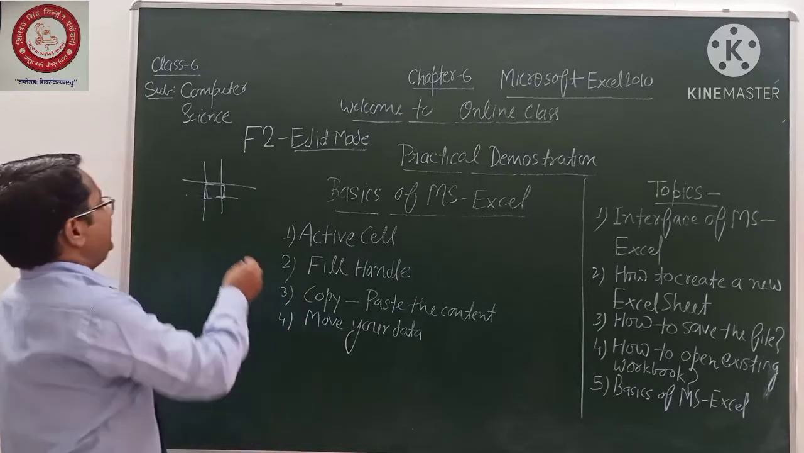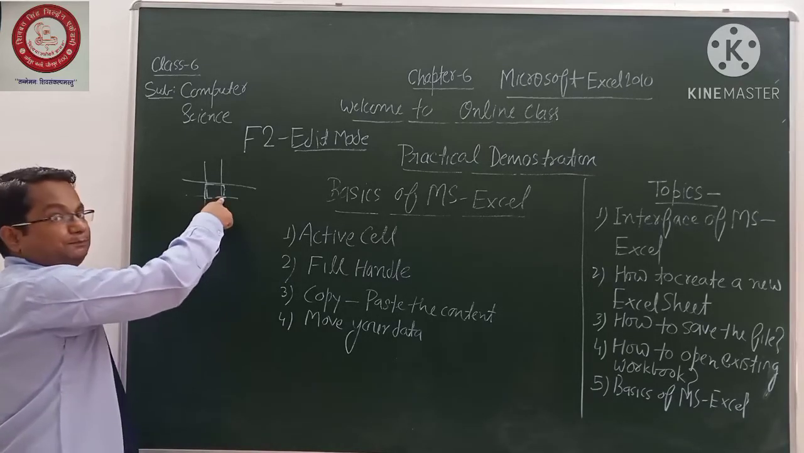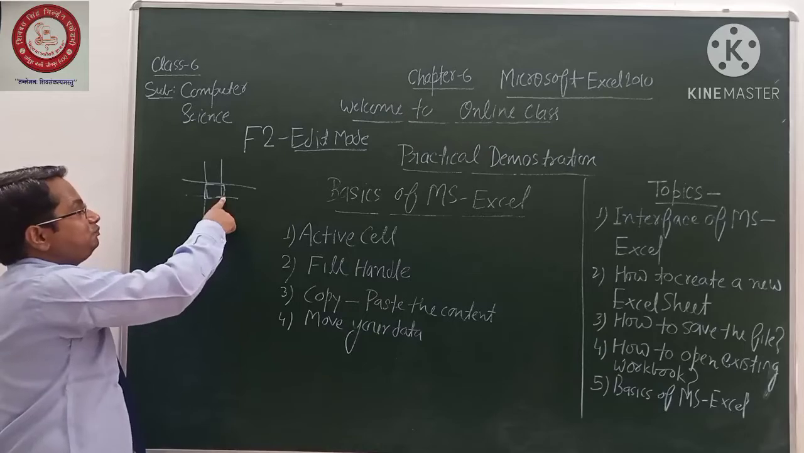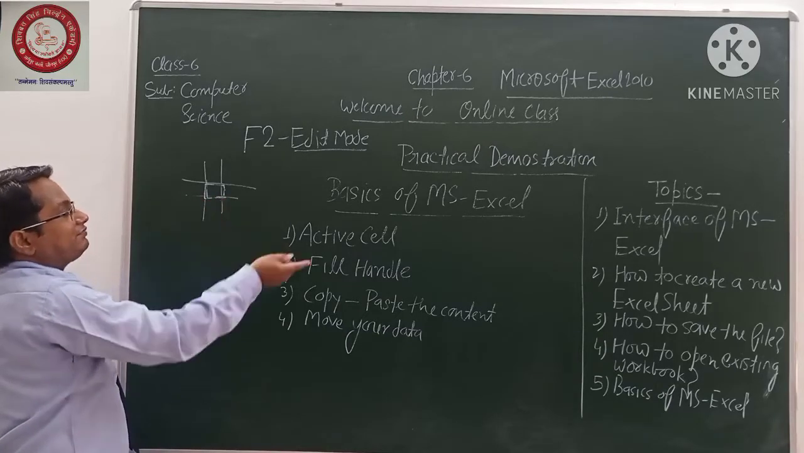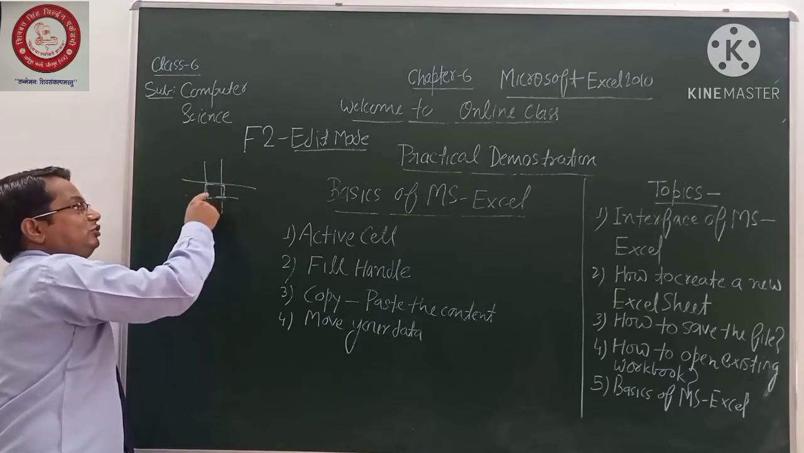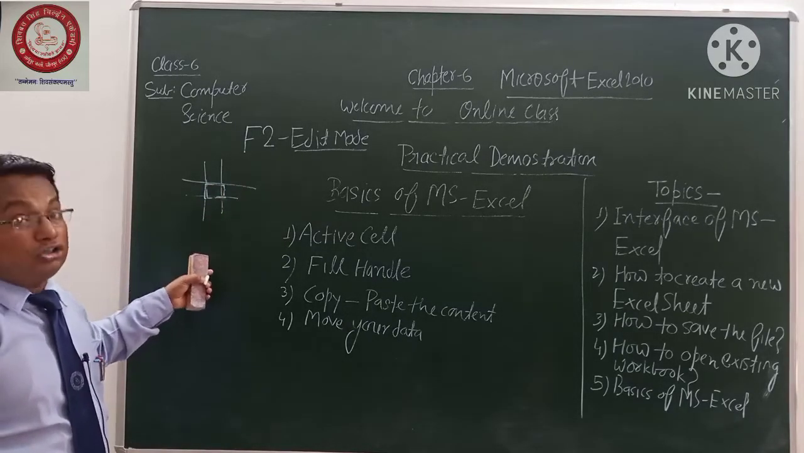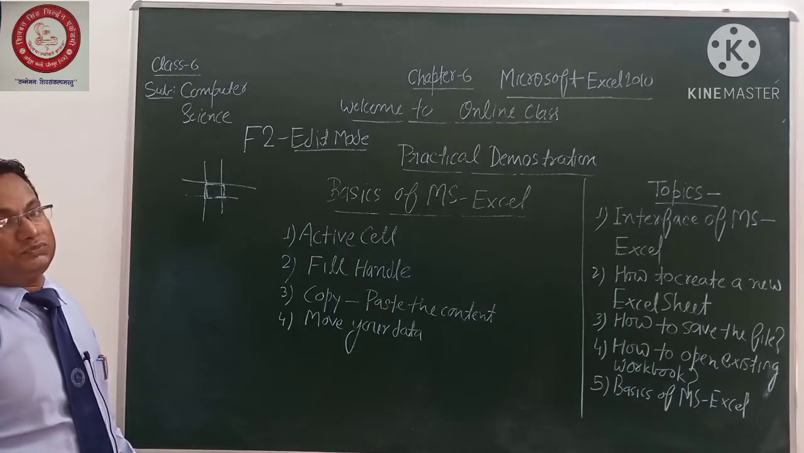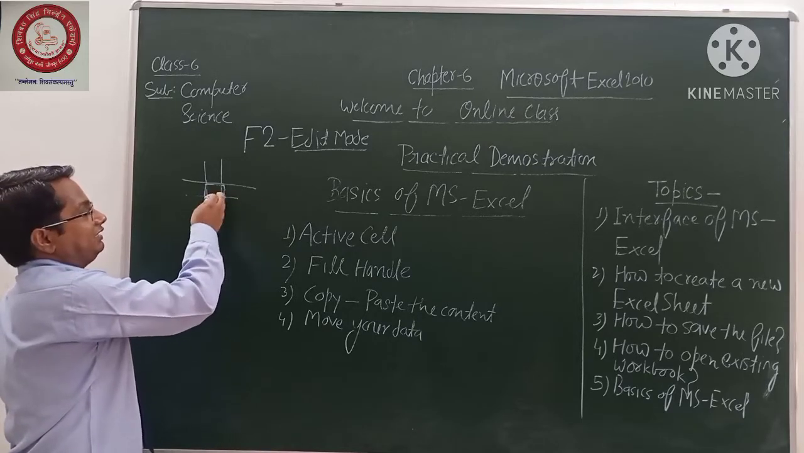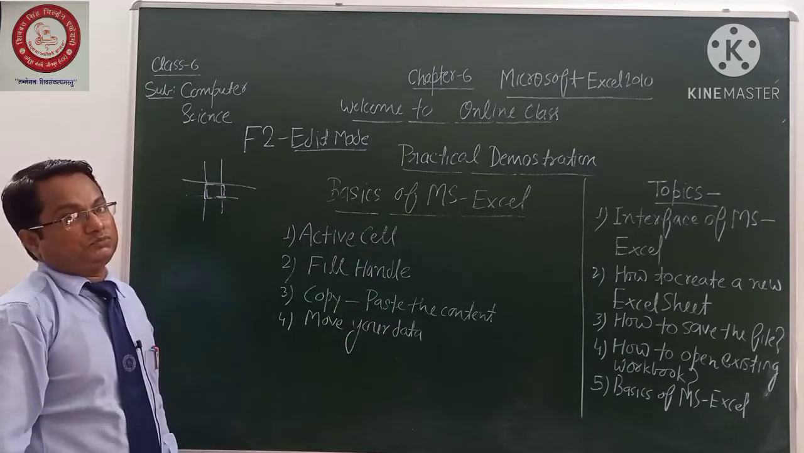Next is the fill handle. When you come to this point, a small rectangle is there, and that small rectangle is called the fill handle. What is its function? When you drag either to the right side or the bottom side, the content of the cell is copied automatically into the next cells. So you have an option to make a duplicate copy of the content by dragging the fill handle to the right or the bottom.